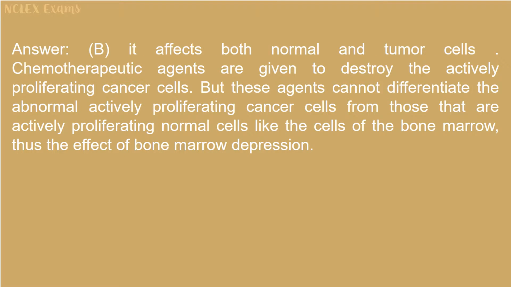Answer: B. It affects both normal and tumor cells. Chemotherapeutic agents are given to destroy the actively proliferating cancer cells. But these agents cannot differentiate the abnormal actively proliferating cancer cells from actively proliferating normal cells, like the cells of the bone marrow, thus the effect of bone marrow depression.